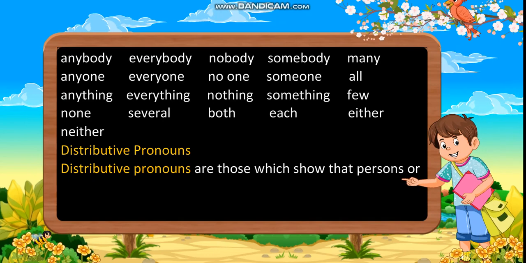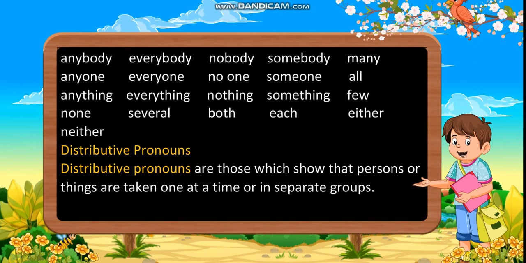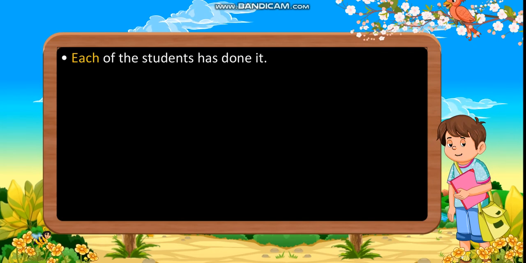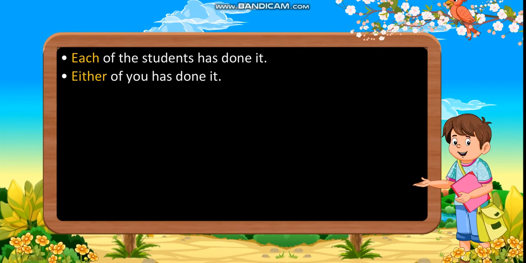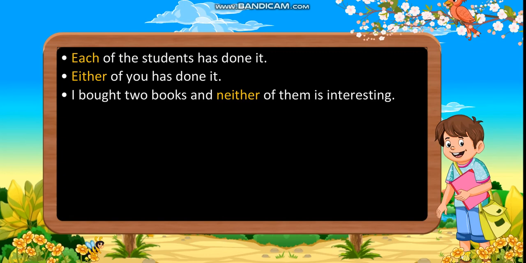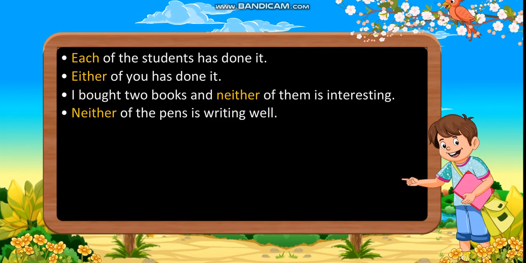Distributive pronouns. Distributive pronouns are those which show that persons or things are taken one at a time or in separate groups. Examples: Each of the students has done it. Either of you has done it. I bought 2 books and neither of them is interesting. Neither of the pens is writing well.